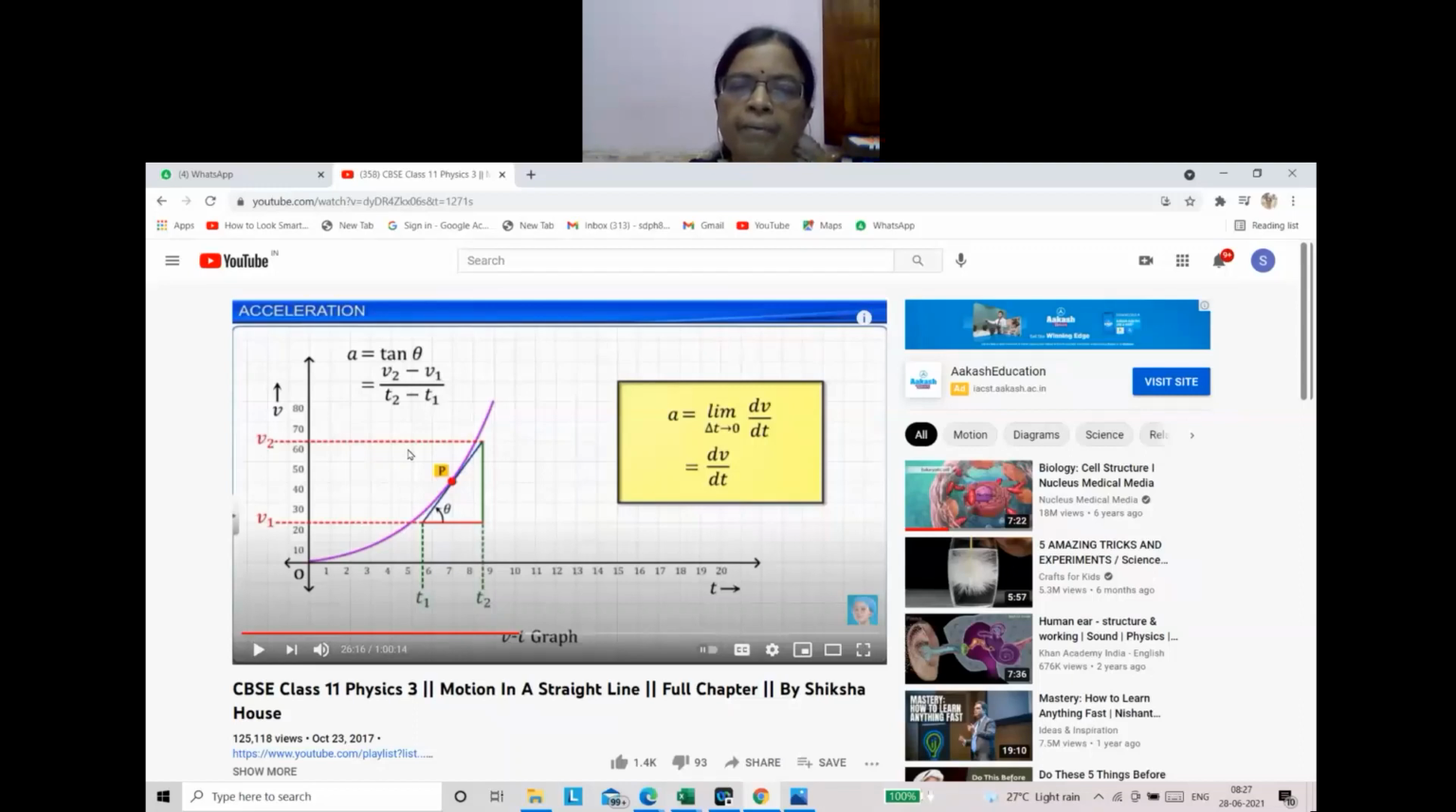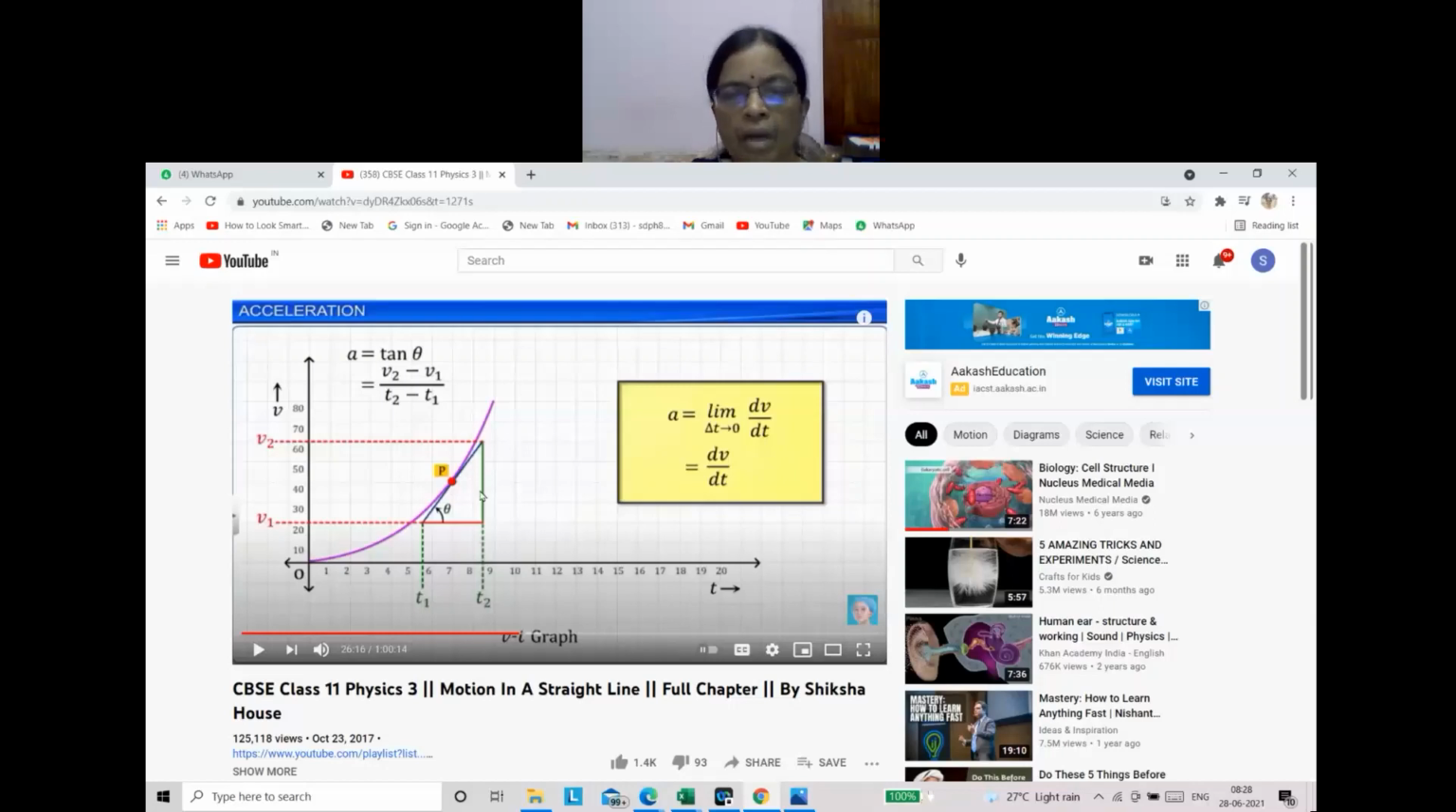When the time interval tends to 0, what do you have to tell about delta V by delta T? When the time interval tends to 0, delta V by delta T gives dV by dt, that is instantaneous acceleration. Delta V by delta T equals dV by dt, the first derivative of velocity. What is the first derivative of x, children? dx by dt, what is it?